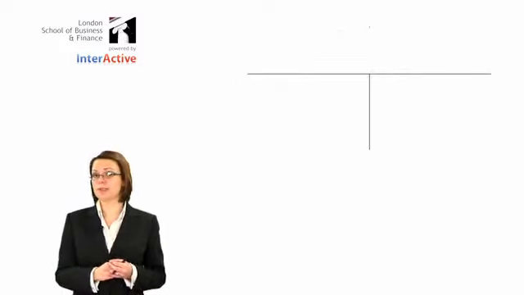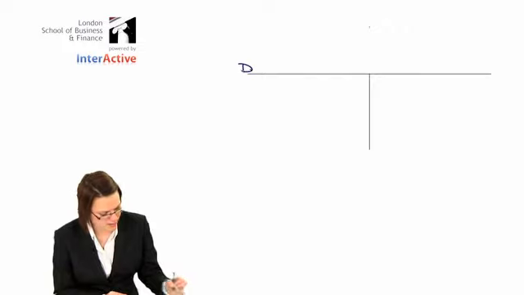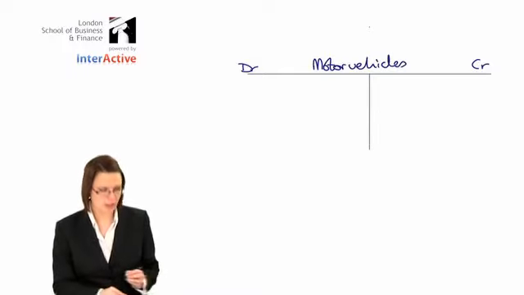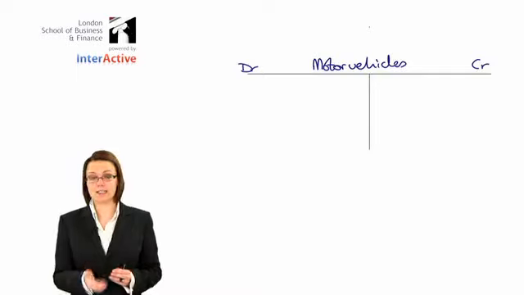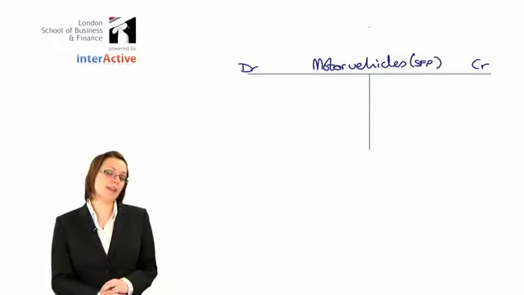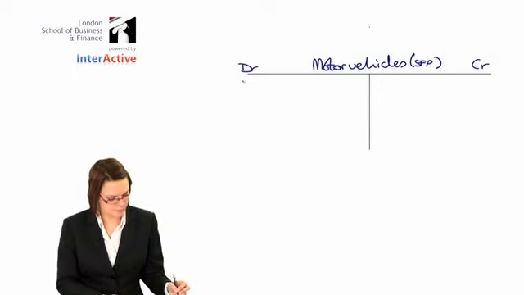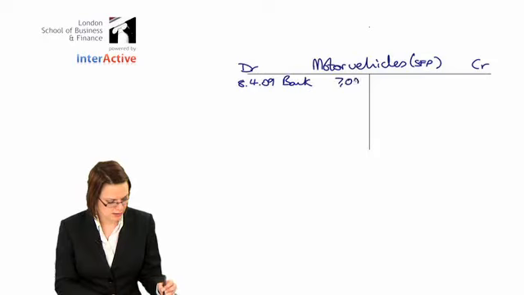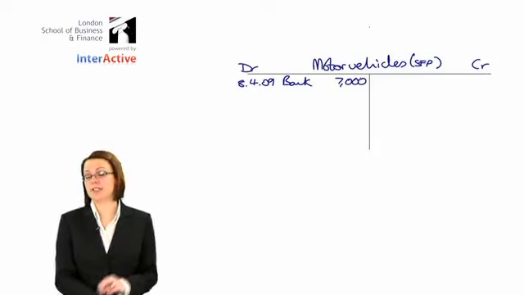So just under the receivables asset account, debit on the left, credit on the right, motor vehicles, as I've already mentioned, is an asset. An asset appears in the statement of financial position. And we're going to debit that account with that $7,000. 8th of April 09. Our opposite account is cash at bank. $7,000 is what we would debit that account.